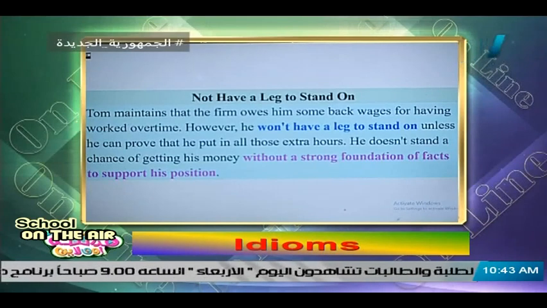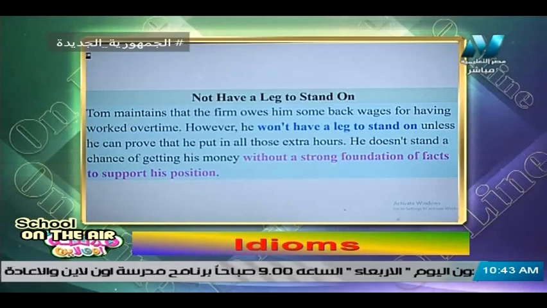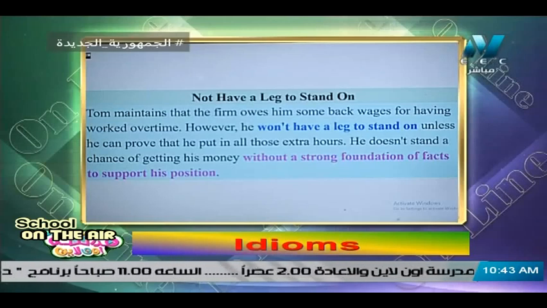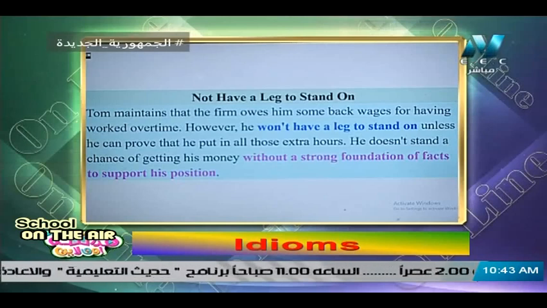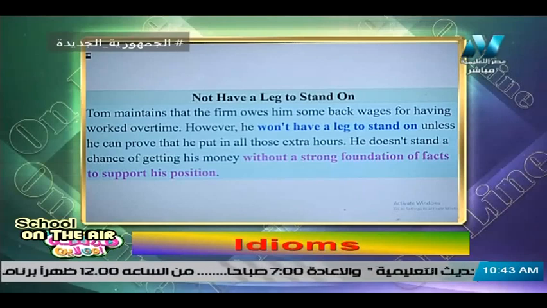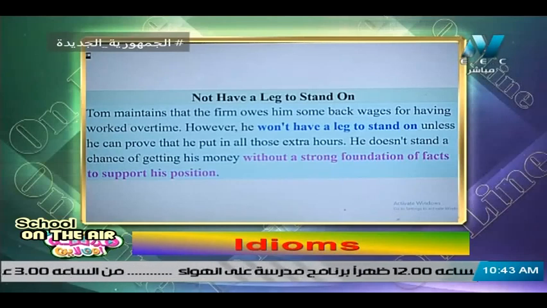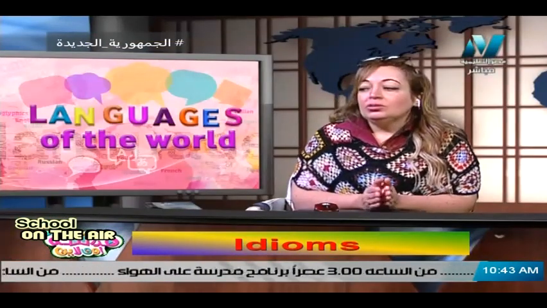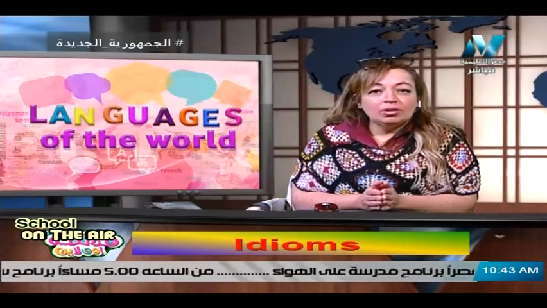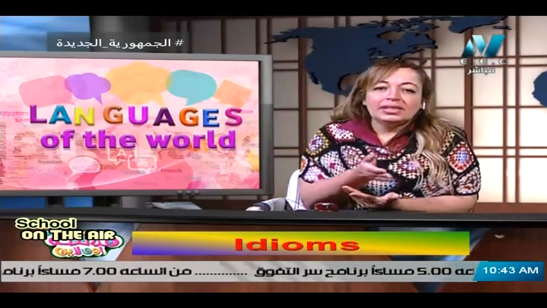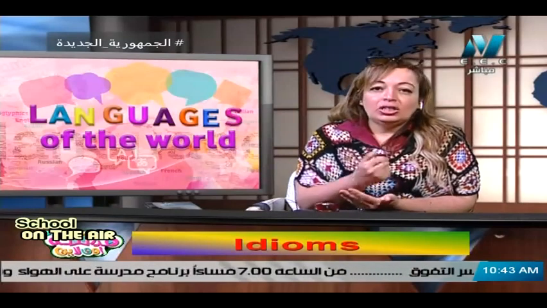He doesn't stand a chance of getting his money without a strong foundation of facts to support his position. So "not have a leg to stand on" means having no basis to stand on. To not have a leg to stand on means I have no evidence or basis to rely on to claim something.